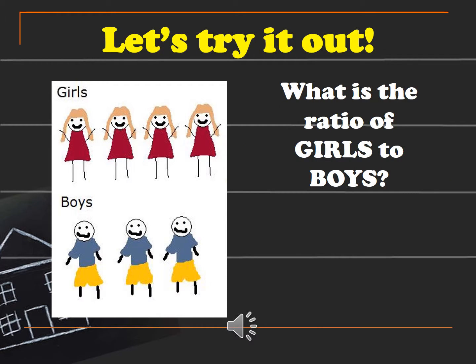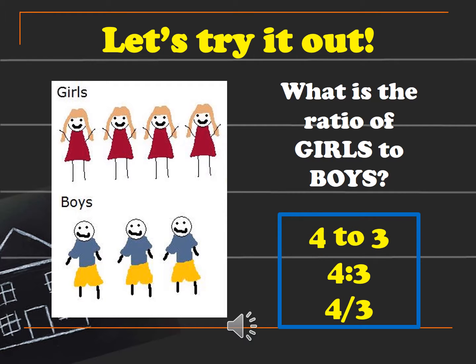All right, so let's go ahead and try it out and see what you remember from last week. The first question here says, what is the ratio of girls to boys? Take a minute to write your answer all 3 ways. I'm going to give you 10 seconds. That is correct. You should have written it as 4 to 3 with the word to, 4 to 3 with a colon, and 4 to 3 as a fraction. Let's try the next one.